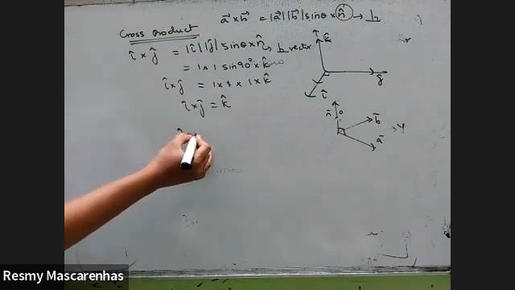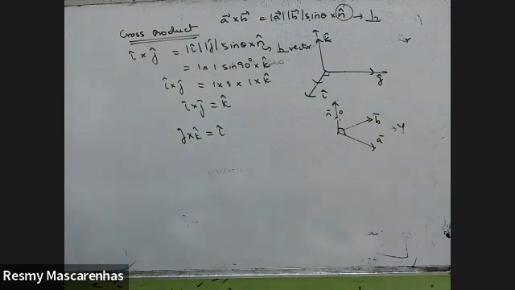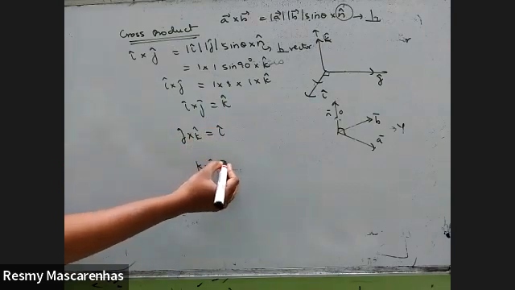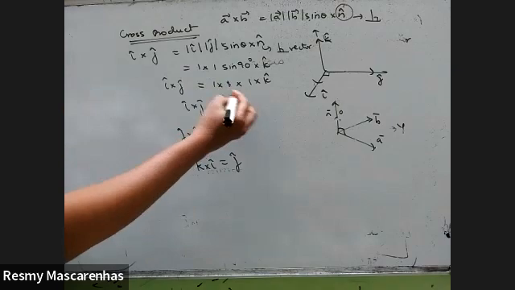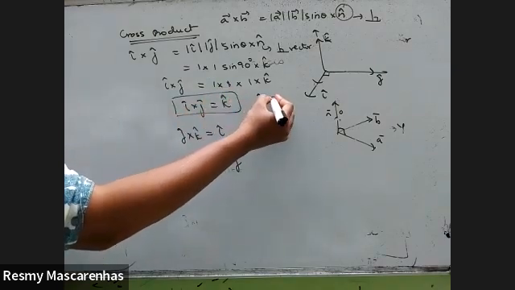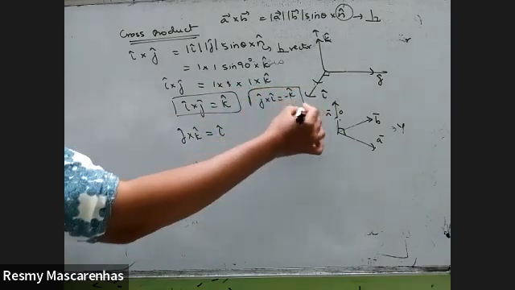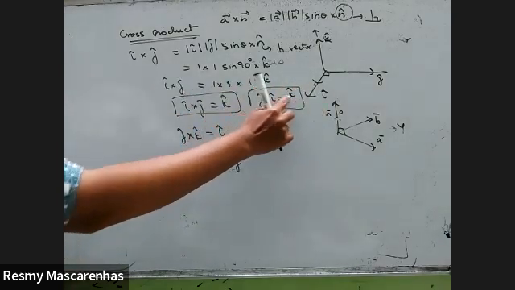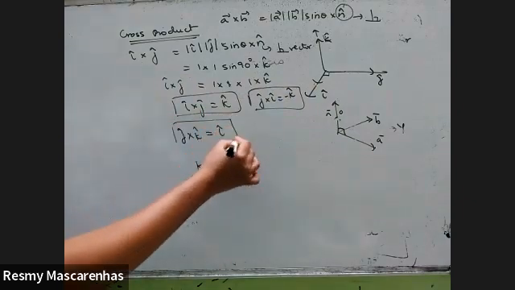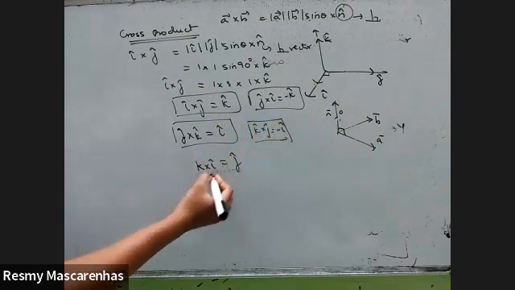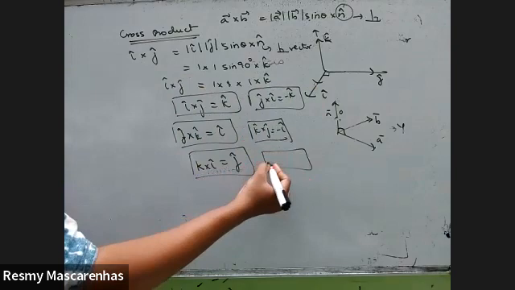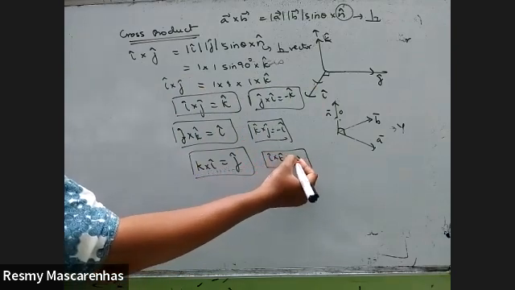Same way you can try j cross k will be equal to i. And k cross i will be equal to j. Now if you reverse the direction, what is going to happen? A cross B is this, no? Then what will be j cross i? That will be minus. Why? A cross B is C and B cross A is minus C. Same way j cross k is i, then k cross j will be minus i. If I take i cross k, it will be minus.